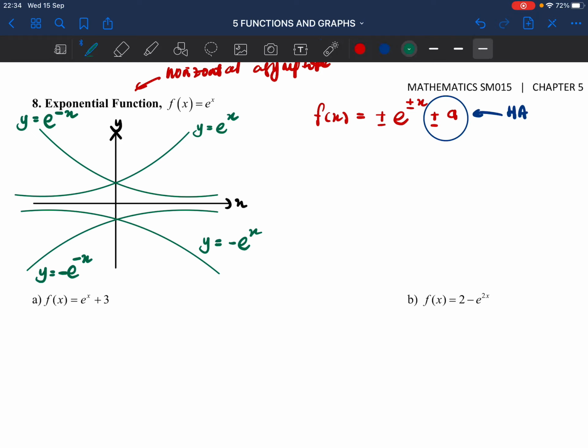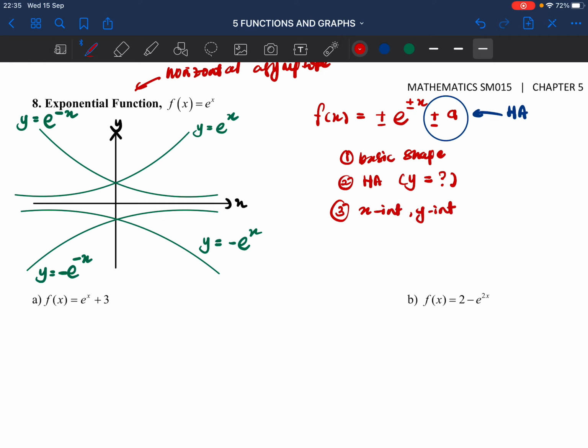So how to sketch our graph? The first one is macam biasa, we have to know the basic shape, which is apa yang saya baru je terangkan. So second thing is we have to find our horizontal asymptote. So ingat, untuk exponent we only have horizontal asymptote, we don't have vertical asymptote. So you have to find your horizontal asymptote, which is y equal to something. Okay, kita akan refer dekat sini lah. And the last one is we need to find x-intercept or y-intercept.